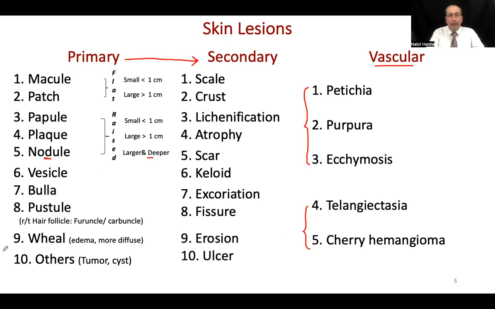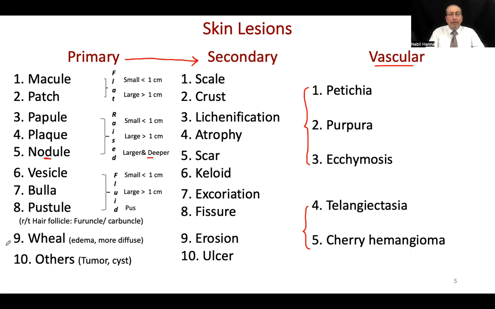Vesicle, bulla, and pustule. All these three lesions have fluid inside. We call it a vesicle when it is smaller than 1 centimeter. We call it a bulla when it is larger than 1 centimeter. And we call it pustule when the fluid inside is pus.